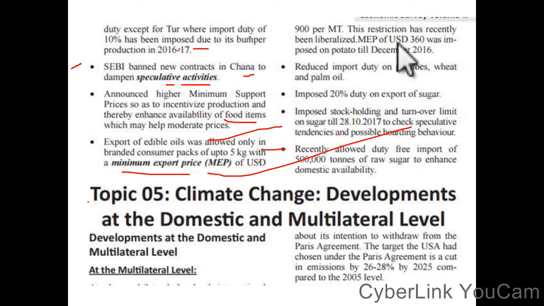A minimum export price of USD 900 per MT restriction was recently imposed, and MEP USD 360 was imposed in December 2016. Import duty was reduced, with 20% duty. Export of sugar: stock holding and turnover limits on sugar to curb speculation, and import of 5,000 tons.